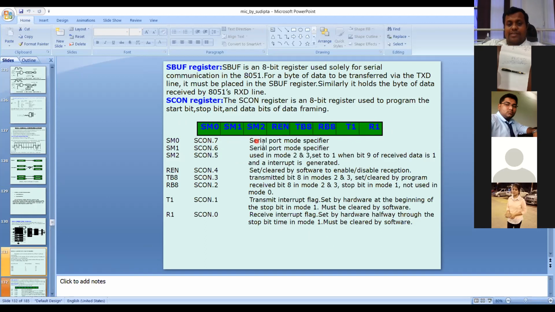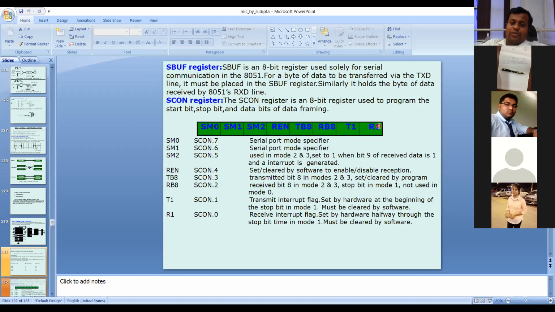Just see SM0, SM2, REN, TB8, RB8. This is TI and RI. So what are the functions of TI and RI? Receive interrupt flag and transmission interrupt flag. Sorry, this is TI and this is RI. RI is the receive interrupt flag and TI is the transmission interrupt flag. RB8 is receive bit 8. TB8 is transmit bit 8. REN is receive enable. And SM0, SM1, SM2, what are the functions? I will be explaining later on.